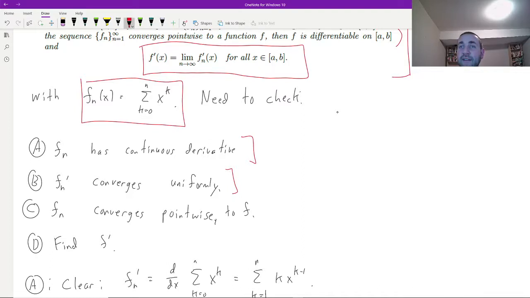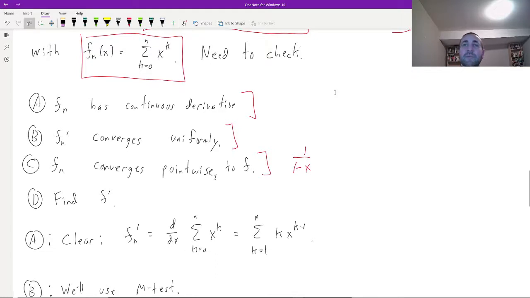We need to check that fn converges pointwise to f, the function 1 over 1 minus x. And we need to actually find f prime, the thing that fn prime converges to. So we're going to prove all 4 of these things in relatively short order. Actually, some of them are pretty clear.